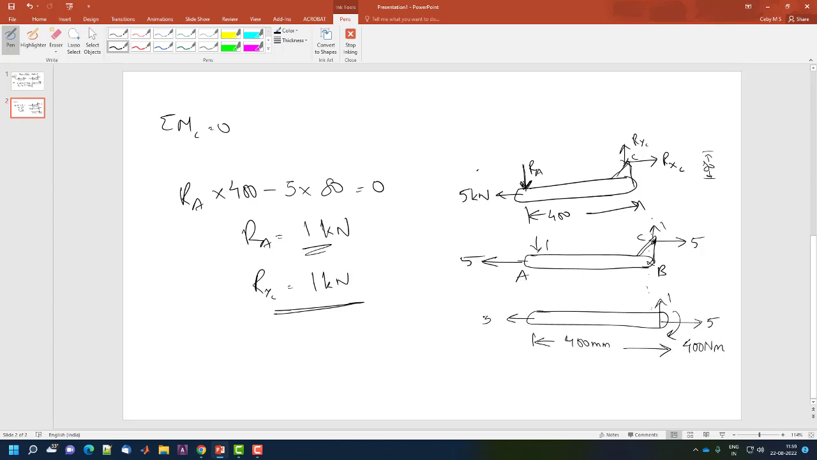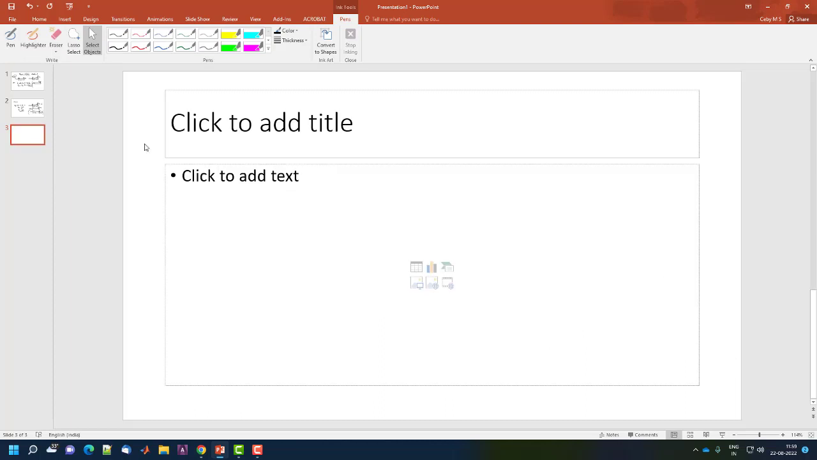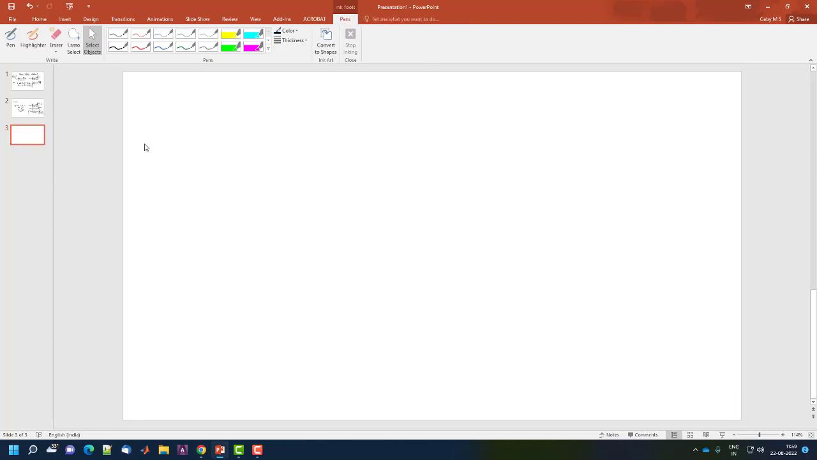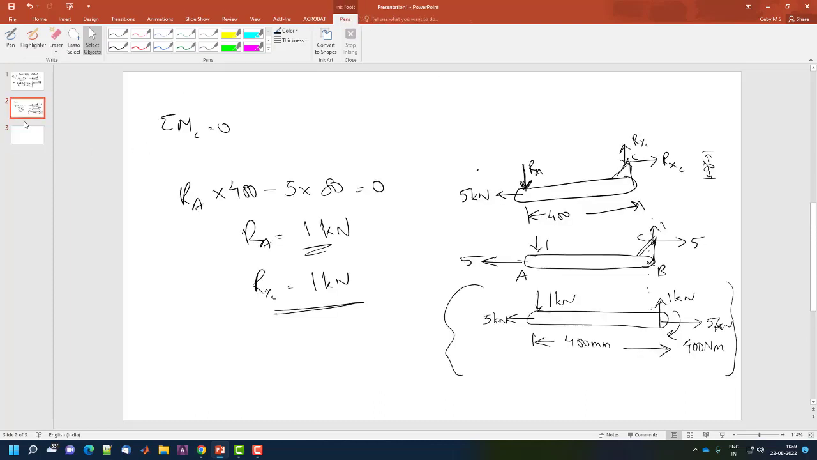I have got 5 kilonewton here, 5 kilonewton here, 1 kilonewton here, 1 kilonewton here. Okay, so now I have to... So this is an important figure. Upon this new free body diagram, we will create the shear force as well as bending moment diagram.